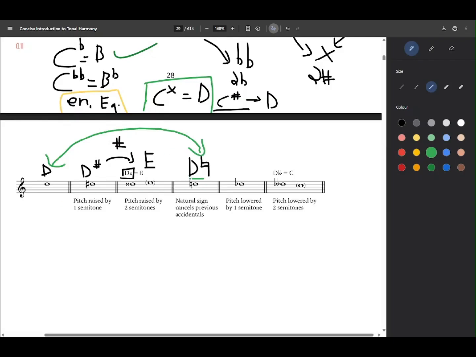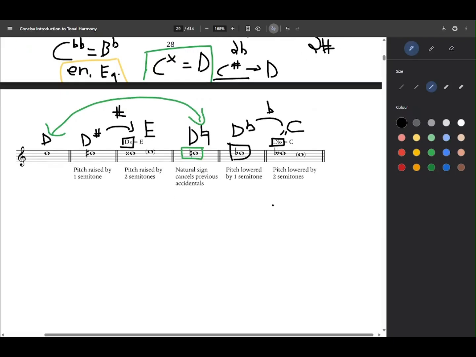Regular D and D natural, they're the same. This is just letting you know that there's neither sharp nor flat. Here we have our D flat, our single flat. Here we have our D double flat, which is 1 more flat than D flat. I'm going to go down a semitone to C. So C is enharmonically equivalent with D double flat, a pitch 2 semitones lower than our D.